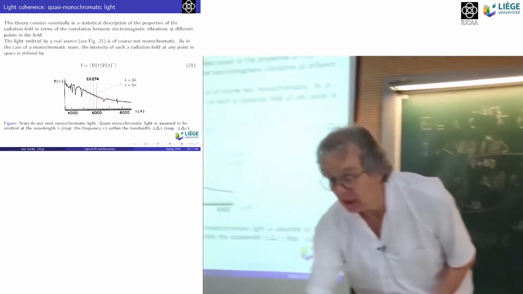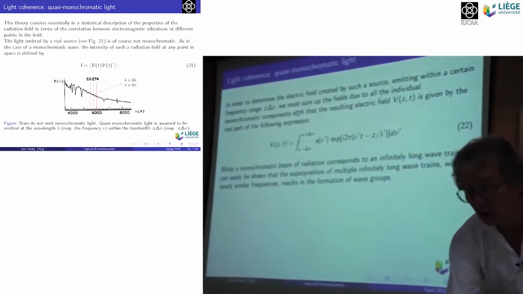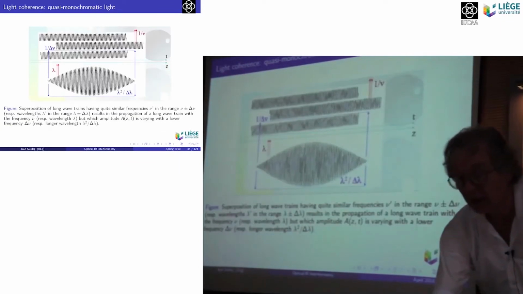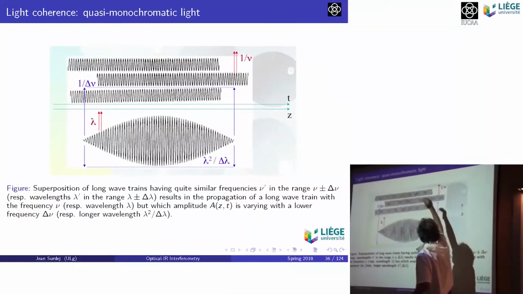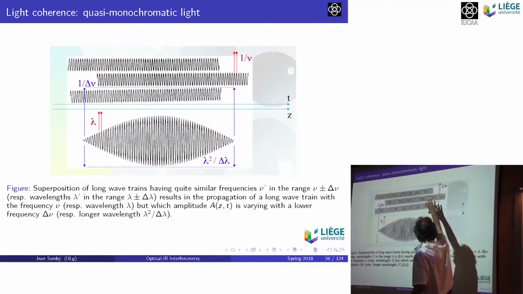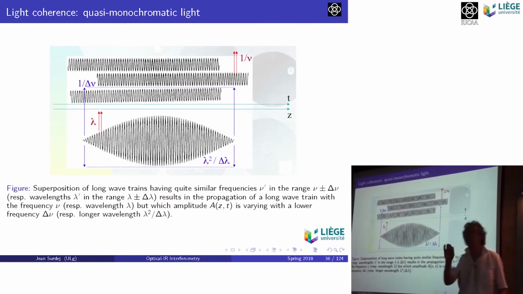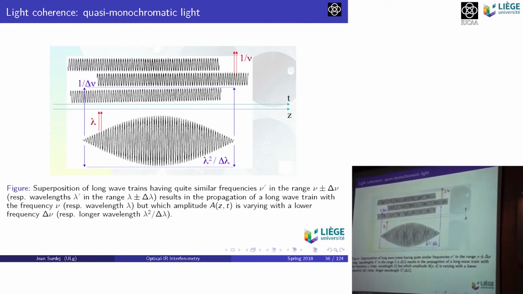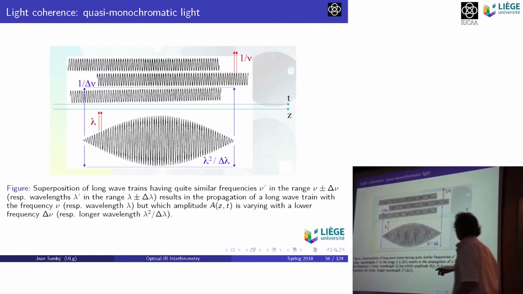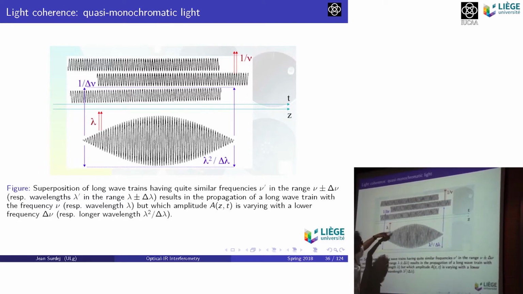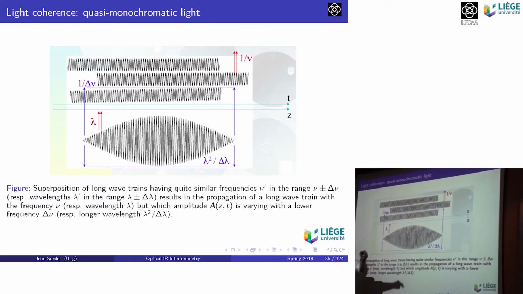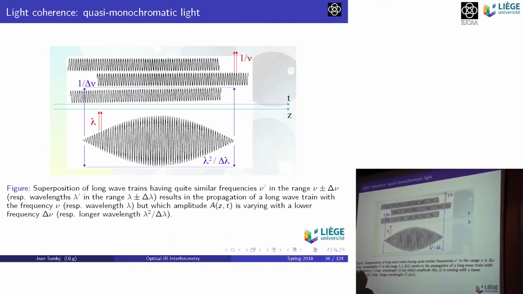This is shown here in a demonstration. While combining beams of electromagnetic radiation at a frequency nu prime in a narrow band range, it's equivalent to getting a quasi-monochromatic light, which still varies with the frequency nu, but whose amplitude is subject to the beat phenomenon.